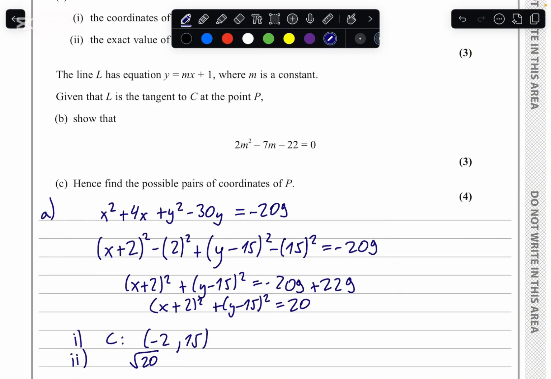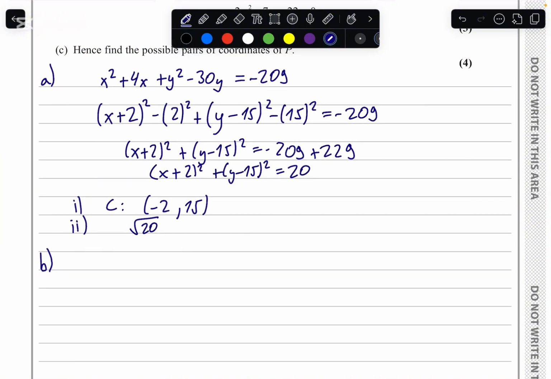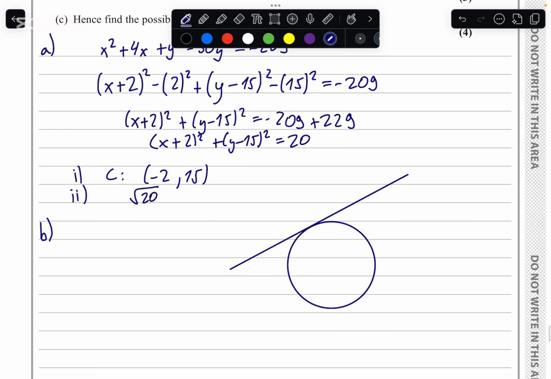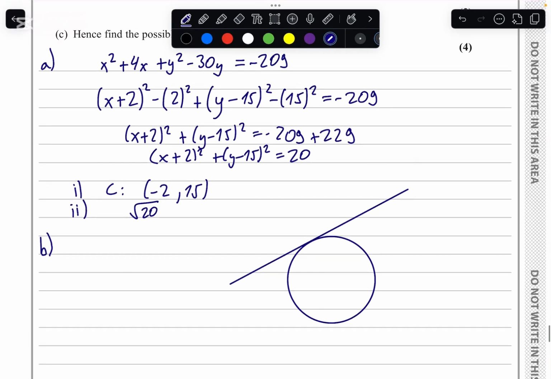In part B, we are told that line L has equation y equals mx plus 1, where m is a constant. Given that L is a tangent to C at the point P, show that 2m squared minus 7m minus 22 is equal to 0. A tangent to a circle is a line passing through a point, only touching it and not crossing it. So in this case, there could be two tangents as such.